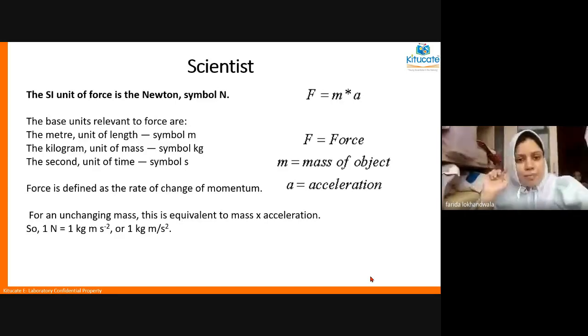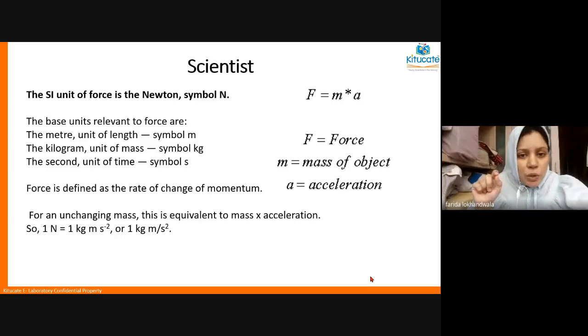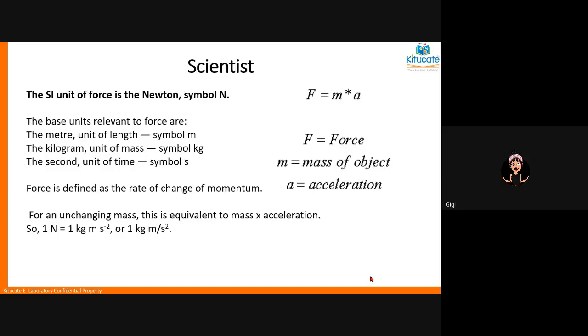There is another unit also, which is called dyne, but right now I don't want to confuse you all with it. Right now, just remember the SI unit for force is Newton, and you write it with a capital N.